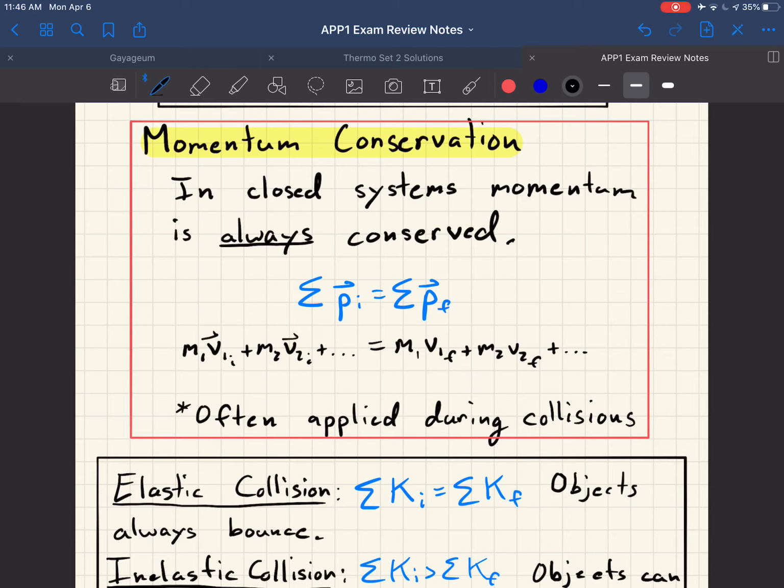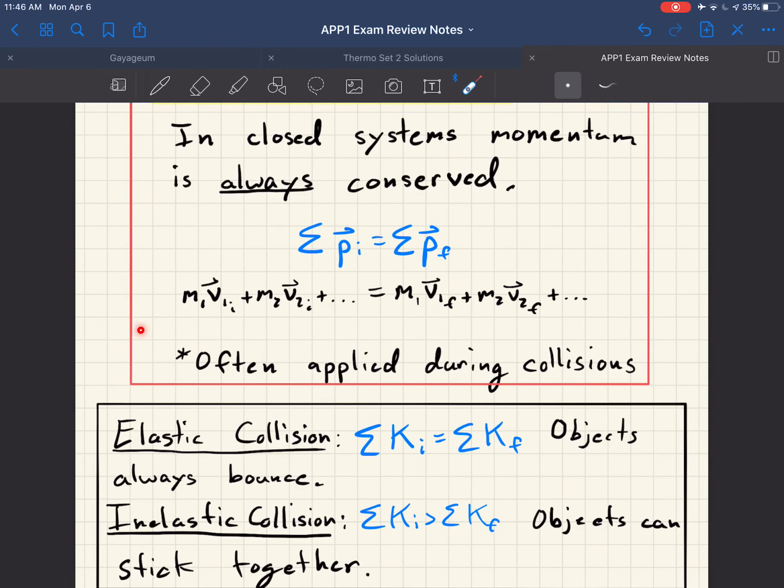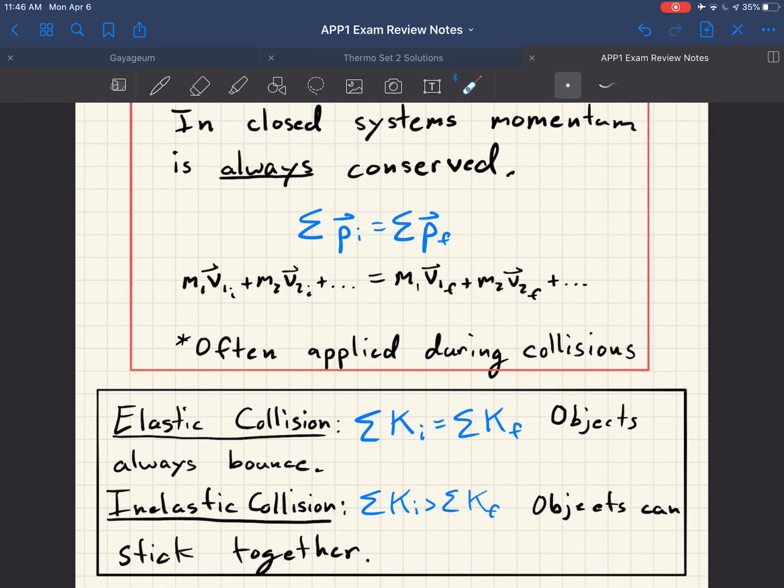And these should really all be vectors. So typically you'll need to decide which direction is positive or negative, and then make sure that your velocities have the right sign to represent their directions. And we usually use this during collisions. And in collisions, we're typically going to be able to ignore any external forces because they would be acting over such short times.